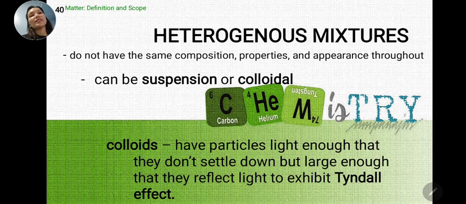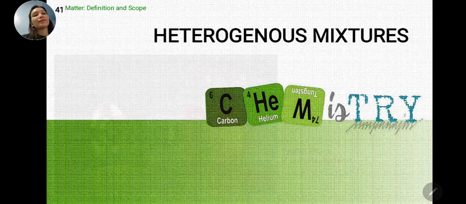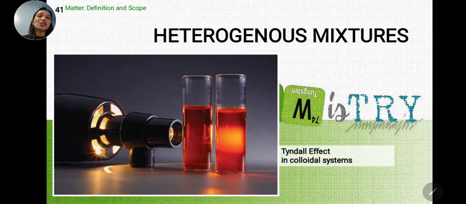Next are colloids. They have particles light enough that they don't settle down, but large enough that they reflect light to exhibit the so-called Tyndall effect. So, ano ba yung Tyndall effect na yan? That is the illustration of a Tyndall effect. Kung makikita nyo, from here, hindi niya na-reflect yung light or na-diffuse yung light, pero na-block niya. Pero may mga ibang particles pa na nare-reflect yung light. So, that is called a Tyndall effect in a colloidal system.